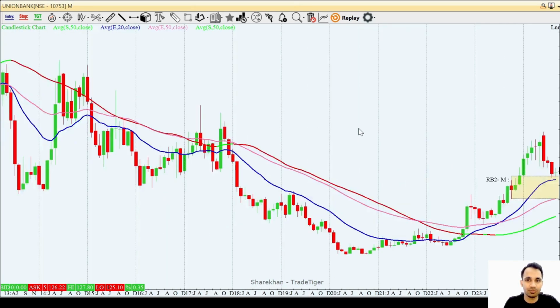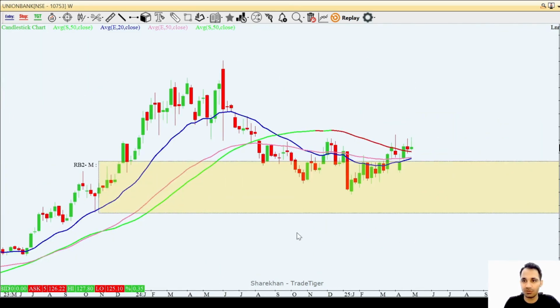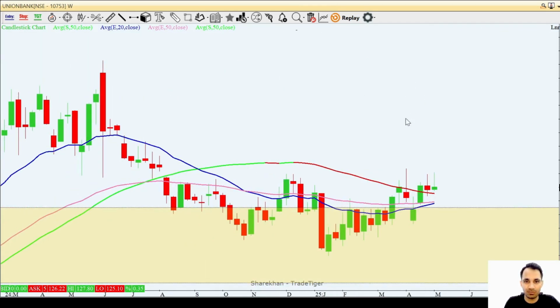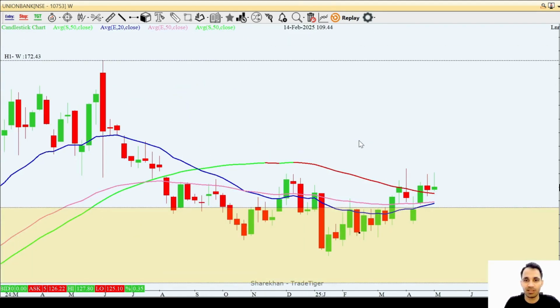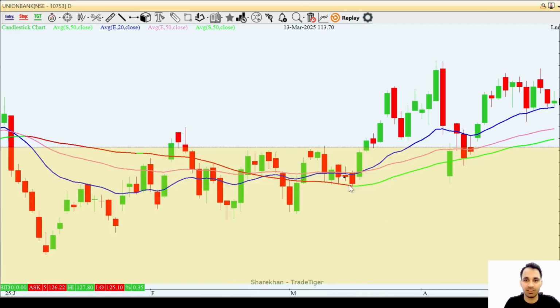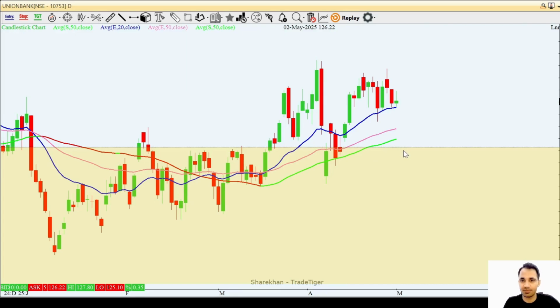Then we go to weekly. On the supply side, I do not see anything major. We go to weekly. On weekly, I see one supply zone in here. Yeah, and this has already been broken, so I'll just delete it. And apart from this, until here at least, I do not see any strong supply zone on the upside. Now let's go to daily. So on daily, let's delete this one as well.